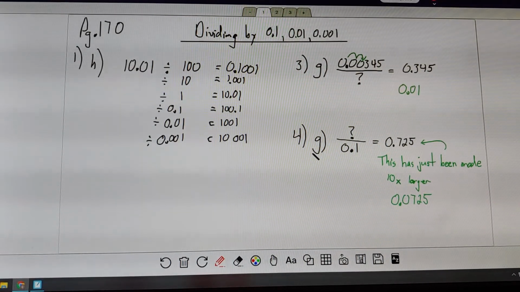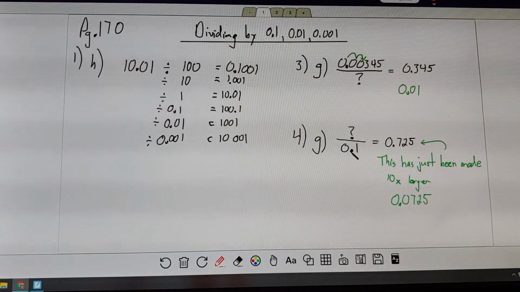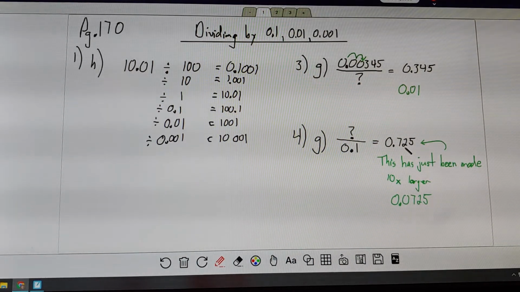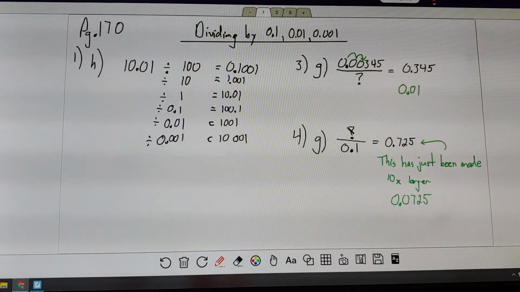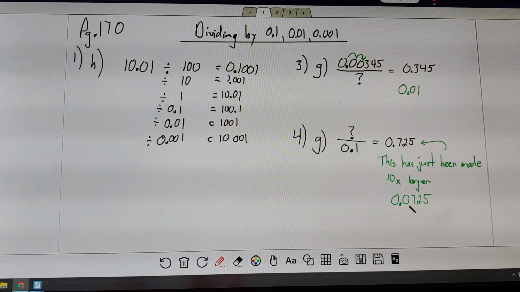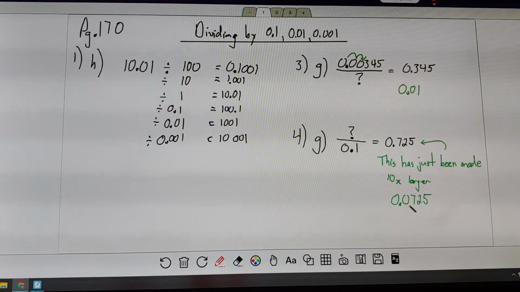Okay. I took a look at 4G for you. So they're saying what number up here divided by 0.1 gives us that. So if we're dividing by 0.1, that means that this answer has just been made 10 times larger. So this would have to be 10 times smaller. So the decimal went from there to there. And that's what we have here, okay? So this is 10 times smaller.